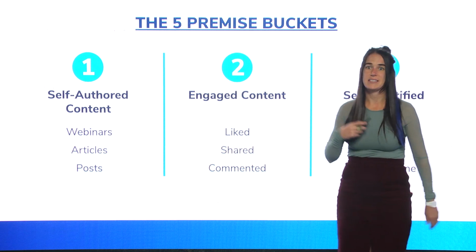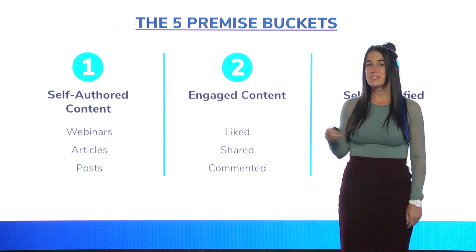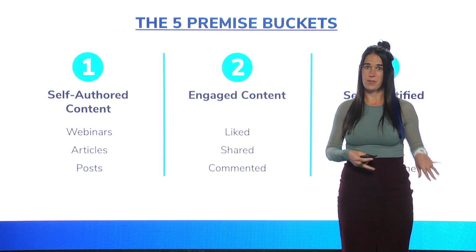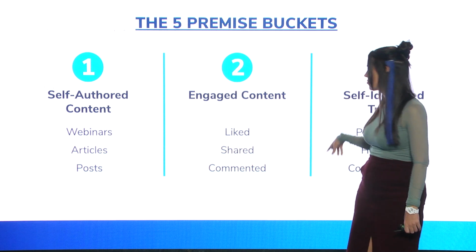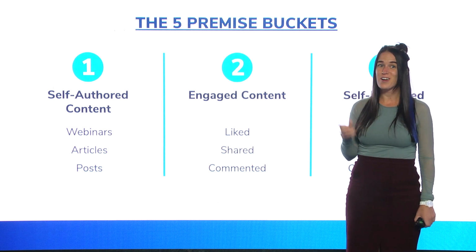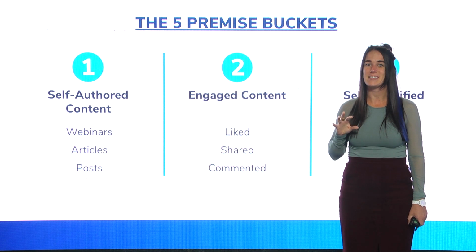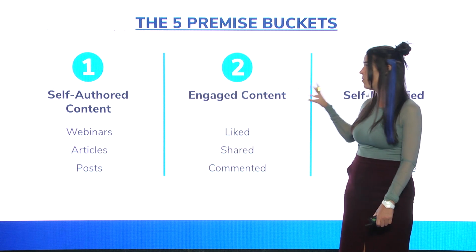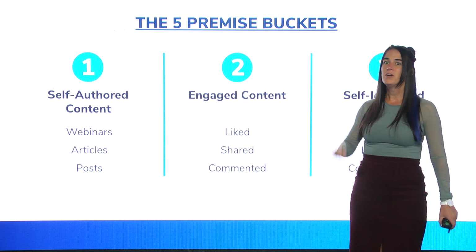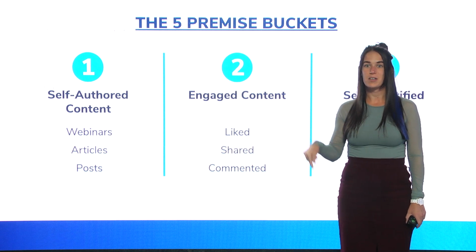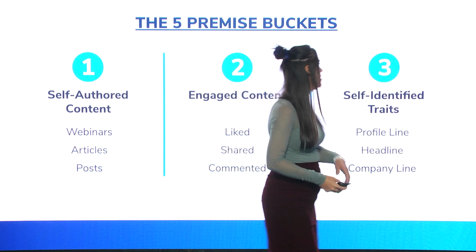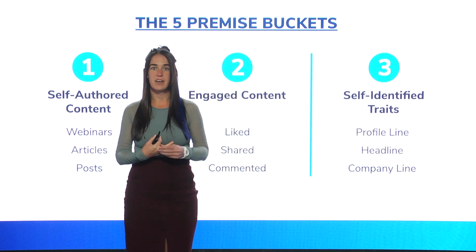The second bucket is going to be engaged content. So this is going to be any kind of content that your prospect engaged with, but didn't author themselves. So I put the 3 options here, things that they liked, shared, and commented on. Not quite as strong as the self-authored content, because if I had to guess, it's because in bucket 1, your prospect is a hero because they wrote it. And in bucket 2, who wrote it was the hero, not your prospect, because they just engaged with it, but still really strong. The third bucket is going to be self-identified traits.